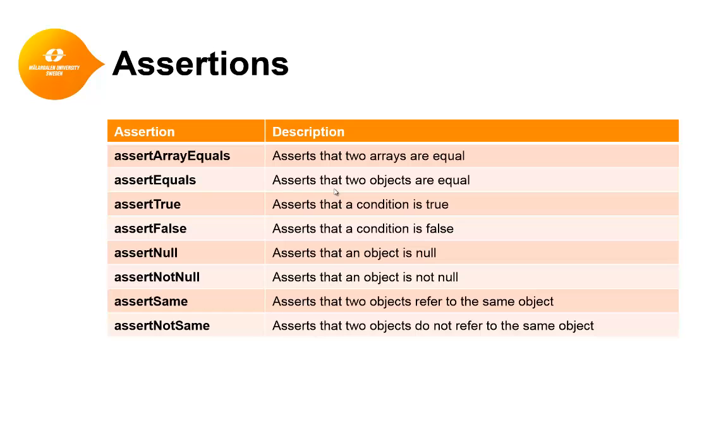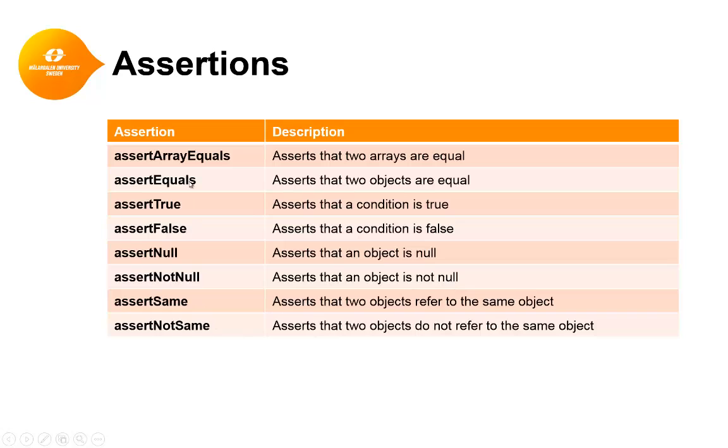There are different assertions that you can use in jUnit framework. We used in the previous example assert equals, which essentially asserts that two objects are equal. But we can also compare arrays. So we have assert array equals, which asserts that two arrays are equal. We can also assert true or assert false, where we are essentially checking that this condition is true or false. We can also assert null, which checks that an object is null, or assert not null, which checks that an object is not null.